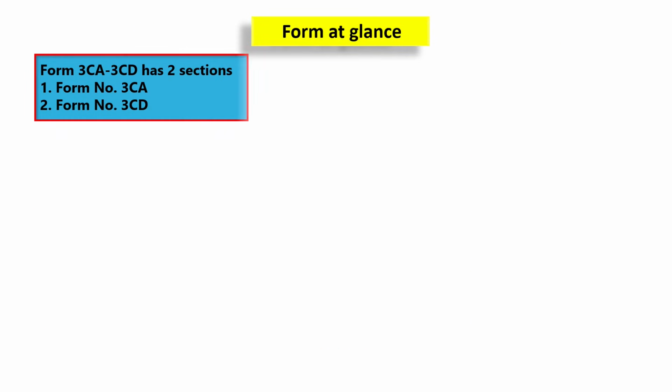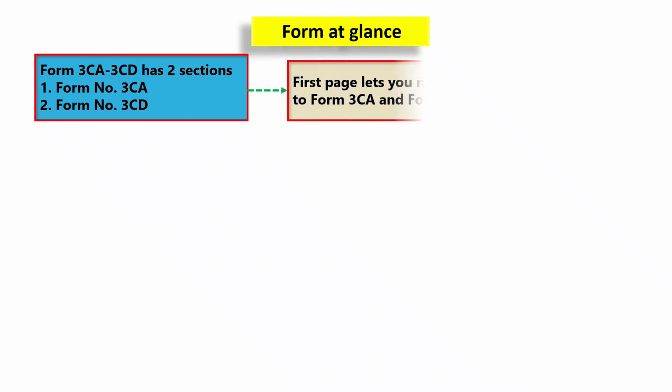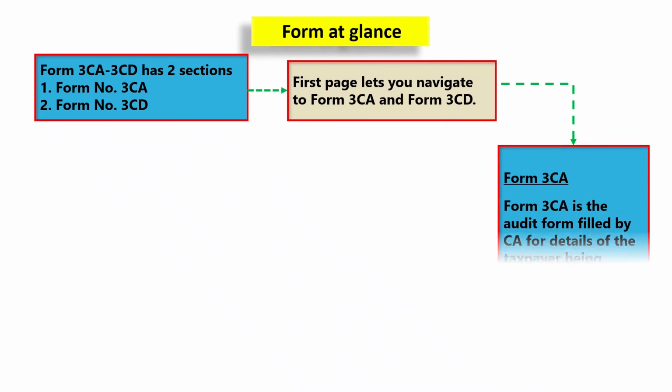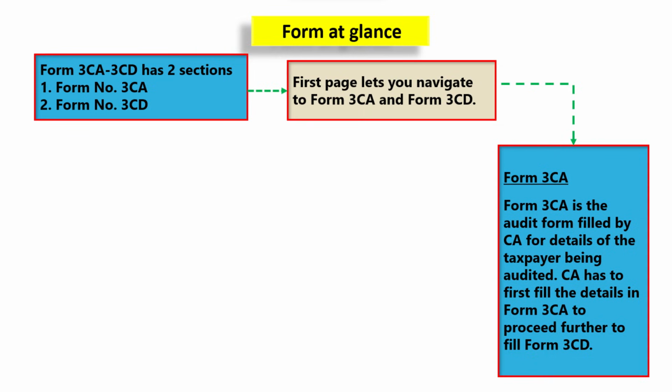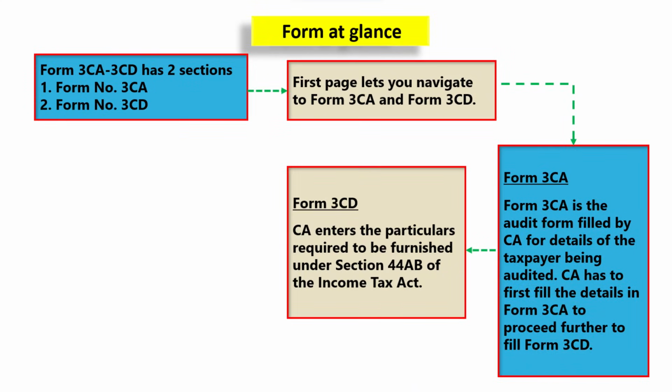Form 3CA 3CD has two sections, Form 3CA and Form 3CD. The first page lets you navigate to Form 3CA and Form 3CD. Form 3CA is the audit form filled by the chartered accountant for details of the taxpayer being audited. The chartered accountant has to first fill the details in Form 3CA to proceed further to fill Form 3CD. In Form 3CD, the chartered accountant enters the particulars required to be furnished under Section 44AB of the Income Tax Act. Let us first look at the latest changes in Form 3CD.